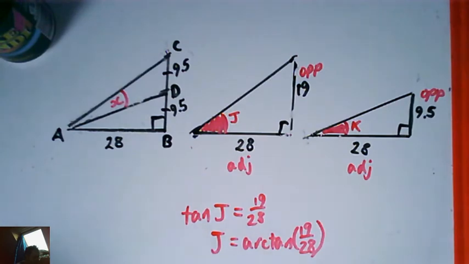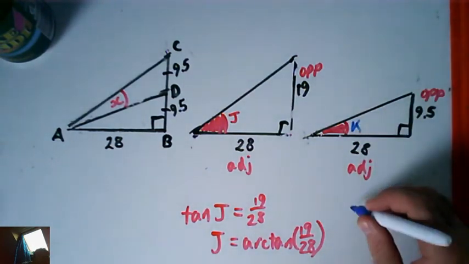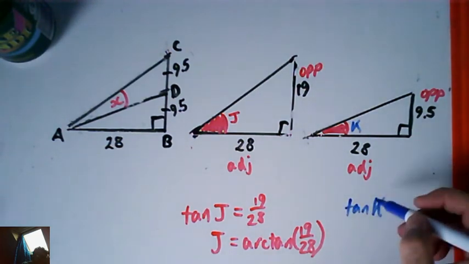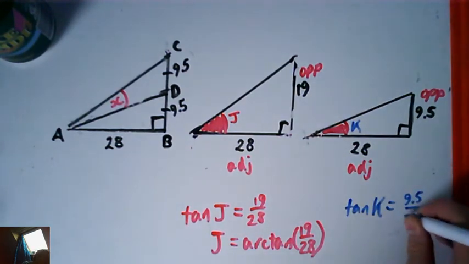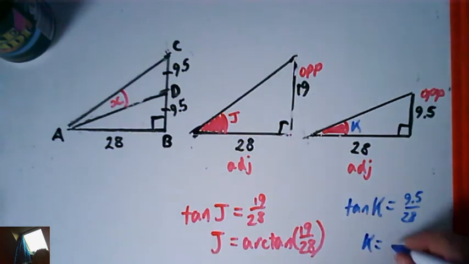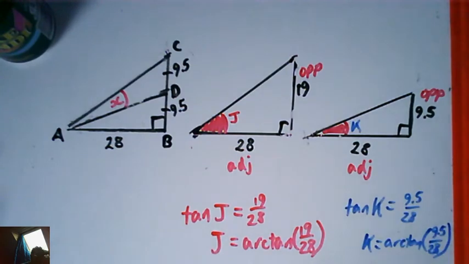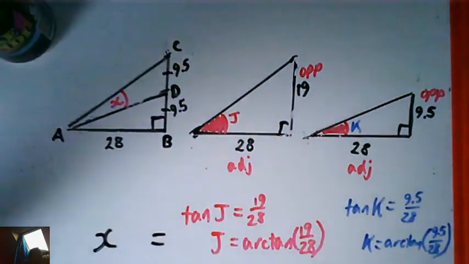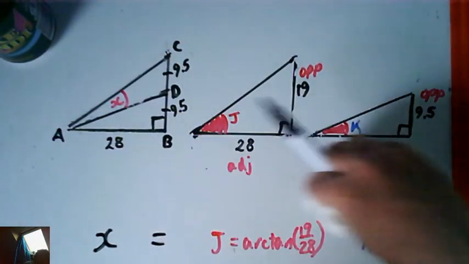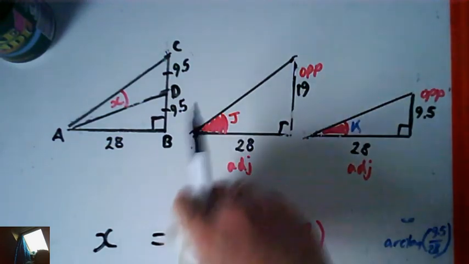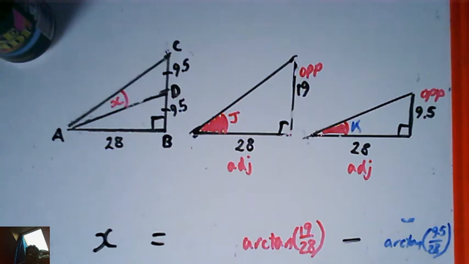Let's go for a different colour now. K, so let's just colour that blue. So tan K equals opposite over adjacent, 9.5 over 28. And then K itself is going to be the arctan of 9.5 over 28. And then the angle that we're trying to find out is just the difference between that and that. So x is equal to arctan of 19 over 28 minus arctan of 9.5 over 28. I realise that's a bit difficult to read, but if you followed the video along, it says 9.5 over 28.